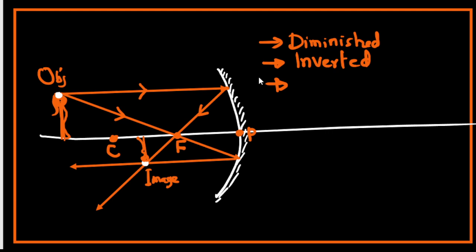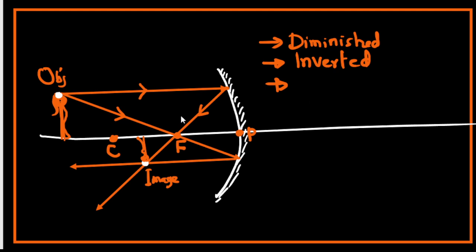So I don't understand how the image is real. How do you know if an image is real or virtual? Fantastic. So this is what you do. For you to tell if an image is real or virtual, the first thing you need to do is ask yourself, where would I be if I were to be the observer?